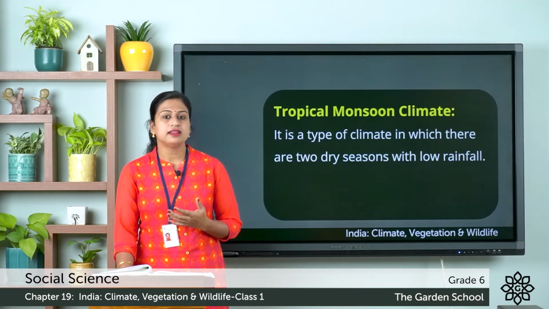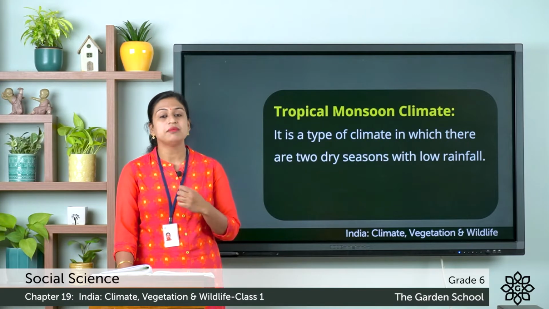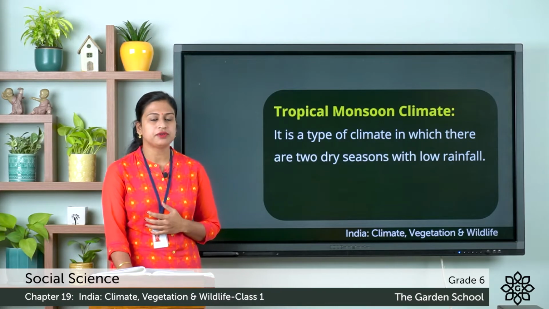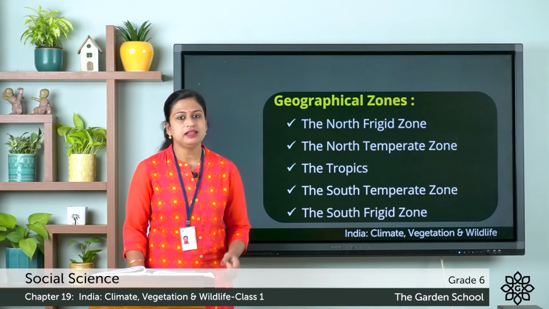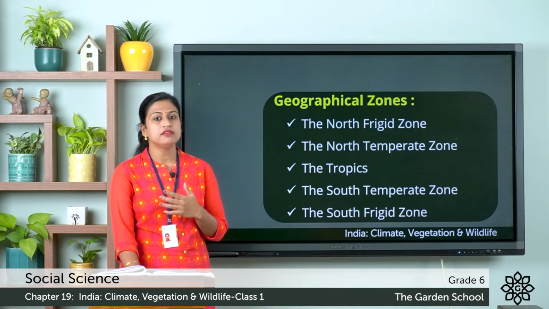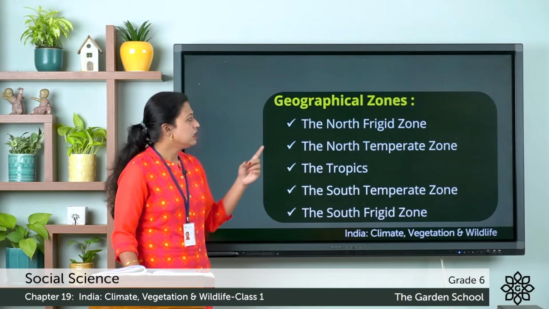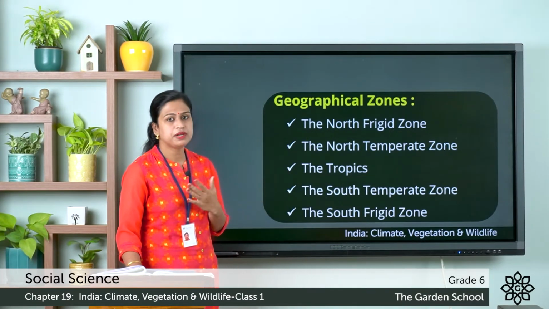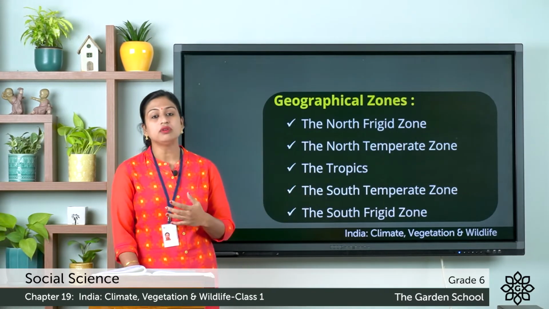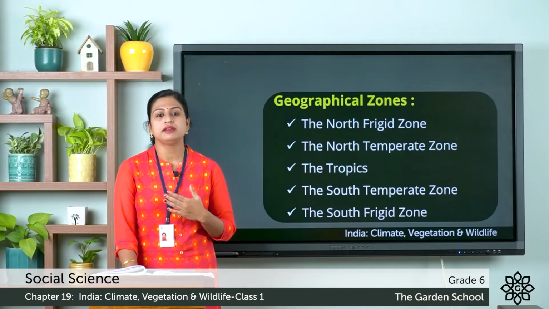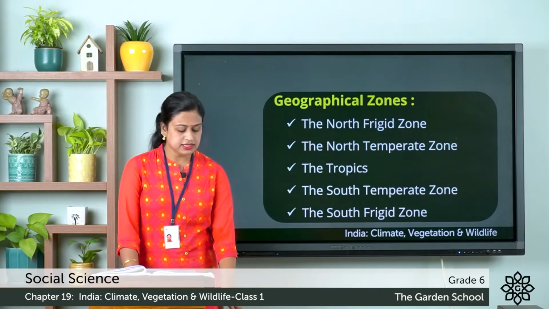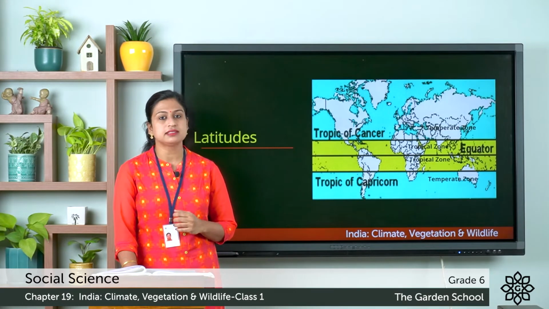Now let's understand the factors that influence the climate of our country. So the first factor that influences the climate of our country is latitude. But before that, let's discuss the geographical zones. So you all know that there are 5 geographical zones, and they are the North Frigid Zone, the North Temperate Zone and the Tropics, then the South Temperate Zone and the South Frigid Zone. So our earth is divided into many geographical zones, and these are the zones. So let's discuss the first factor, that is latitude.